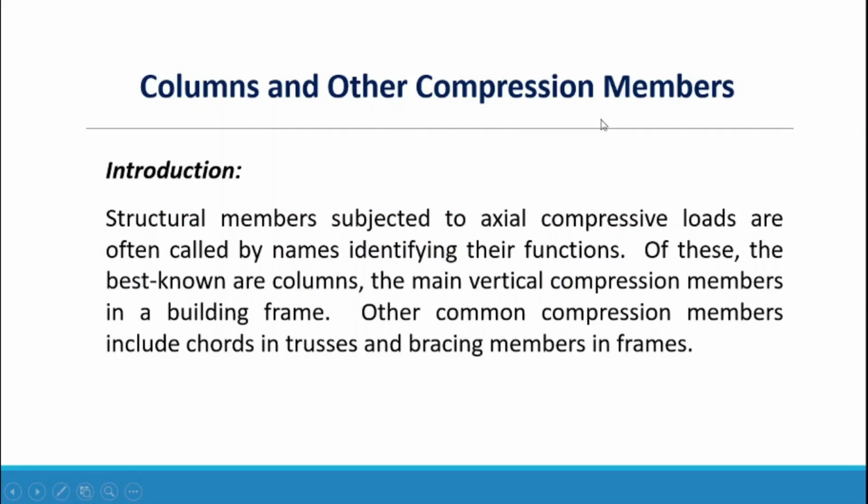Columns and other compression members. Introduction. Structural members subjected to axial compressive loads are often called by names identifying their functions. Of these, the best known are columns, the main vertical compression members in a building frame. Other common compression members include chords in trusses and bracing members in frames.